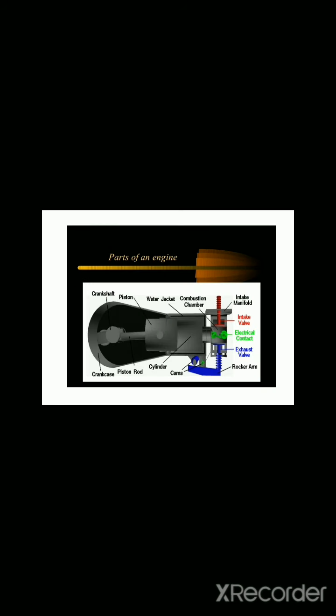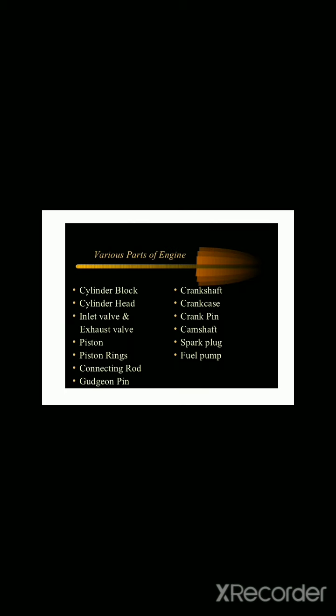That is the parts of engine. First one is crankshaft, then piston, then water jacket, then next part is the combustion chamber, next part is intake manifold, next part is intake valve, then electrical contact, then exhaust valve, then rocker arm, cams, cylinder, piston rod, and crankcase. These are the important parts of engine.